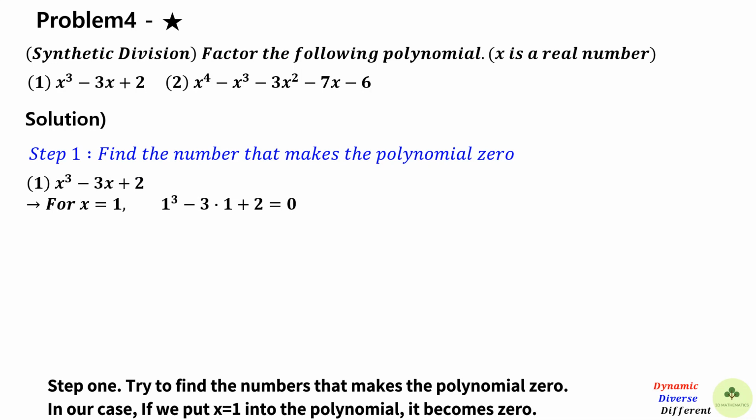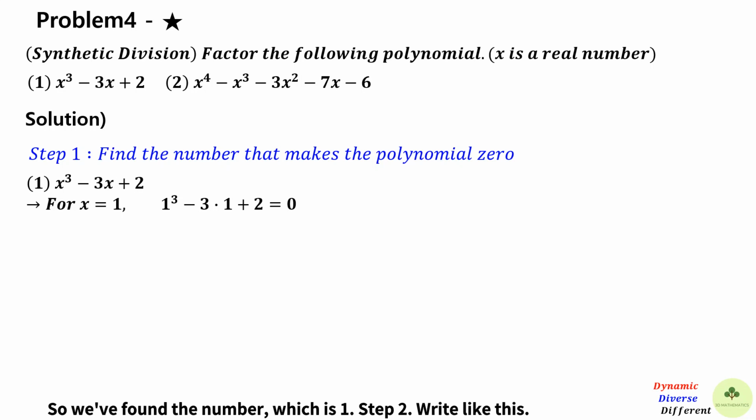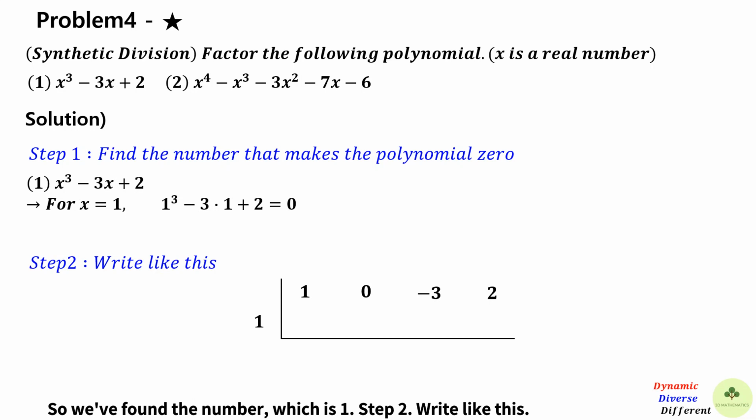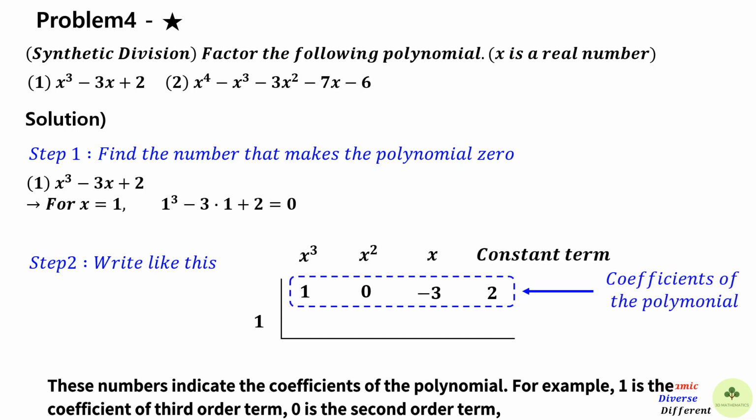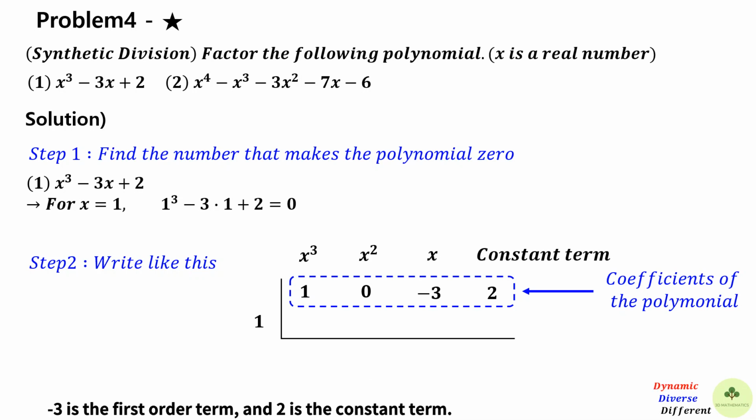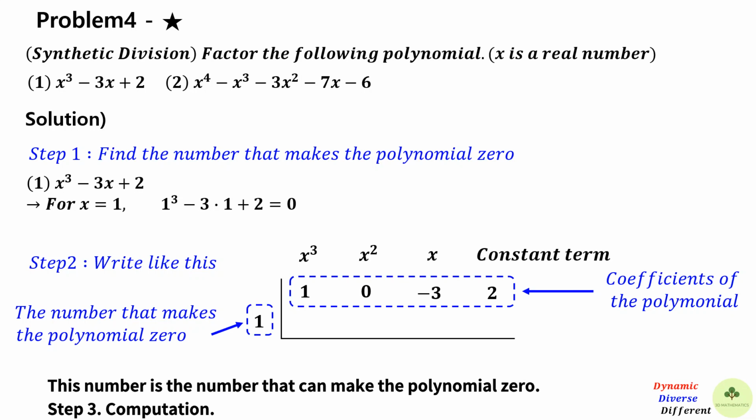Step 1. Try to find the numbers that make the polynomial 0. In our case, if we put x equals 1 into the polynomial, it becomes 0. So we found the number, which is 1. Step 2. Write like this. These numbers indicate the coefficients of the polynomial. For example, 1 is the coefficient of the third order term, 0 is the second order term, minus 3 is the first order term, and 2 is the constant term. This number is the number that can make the polynomial 0.